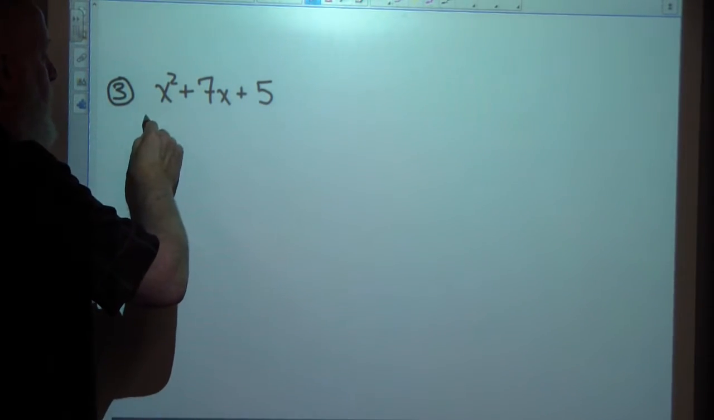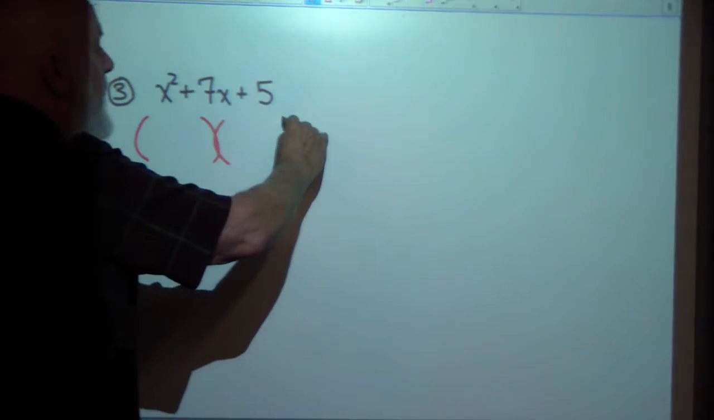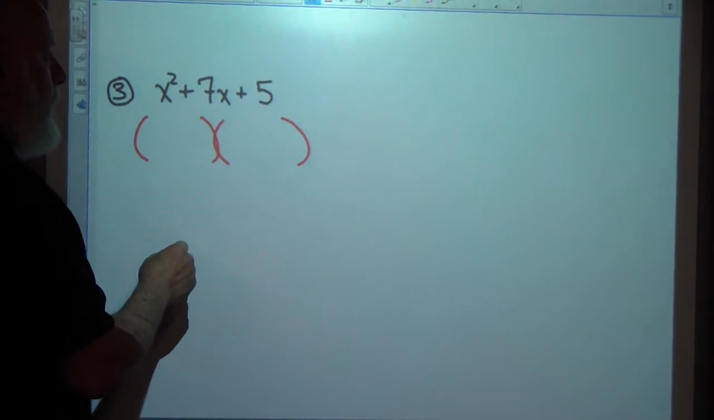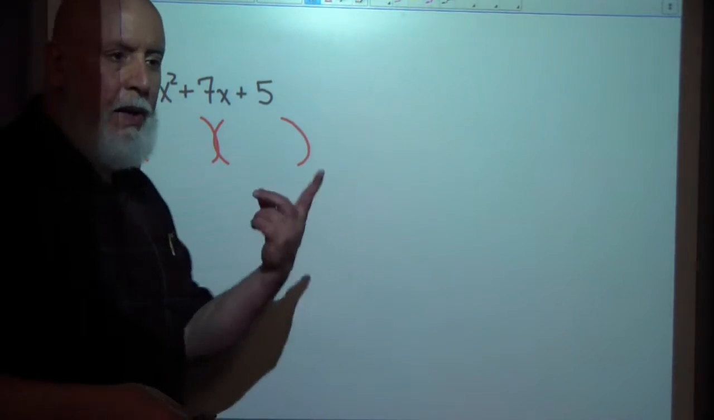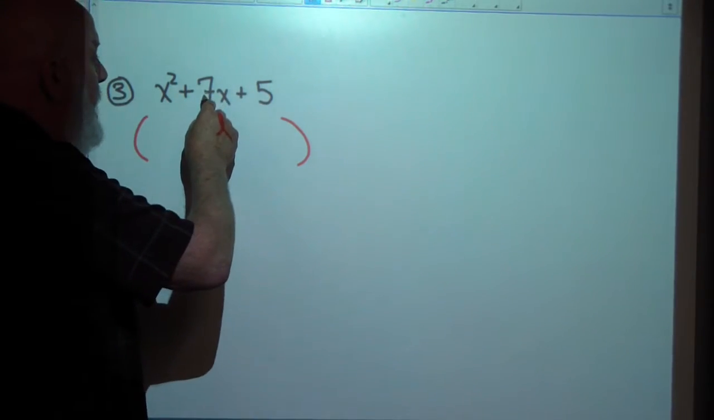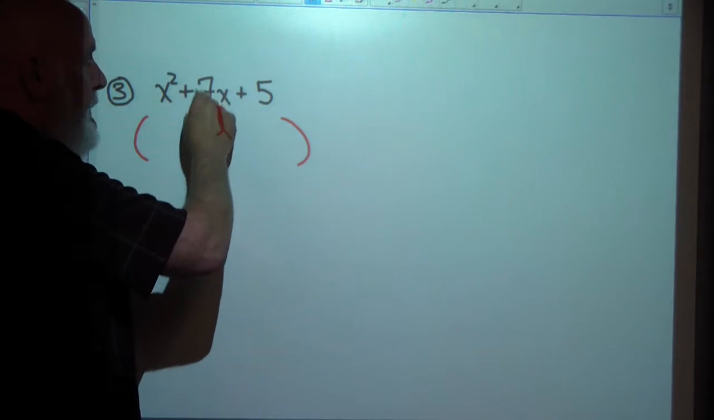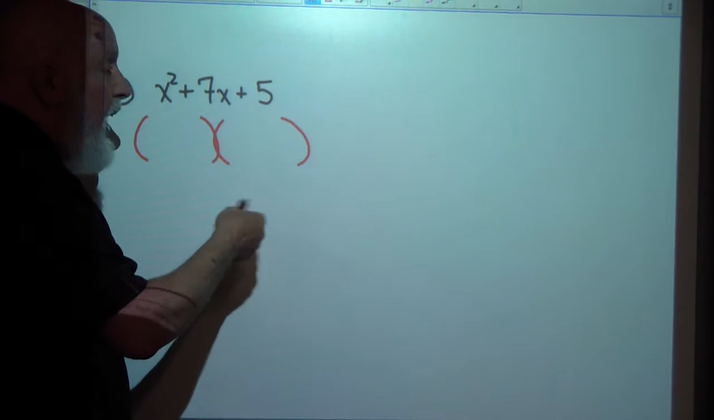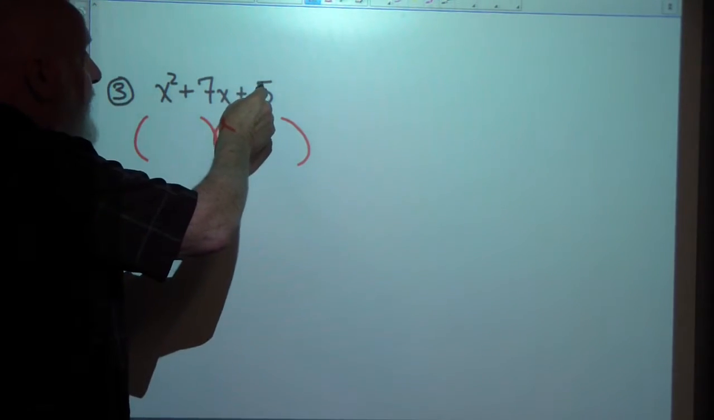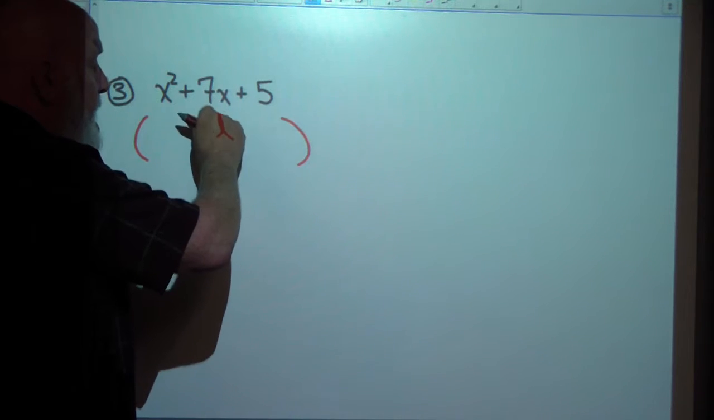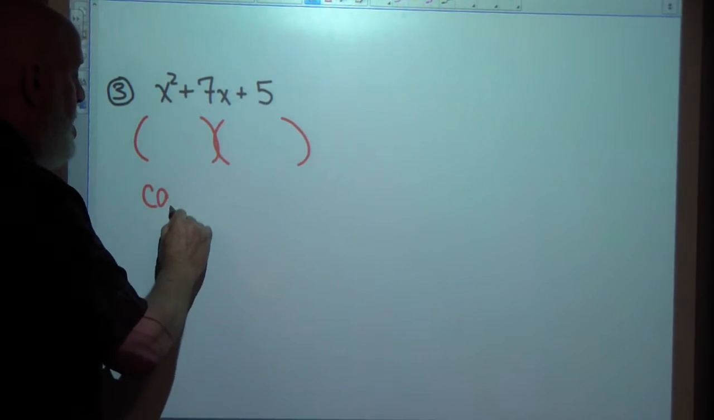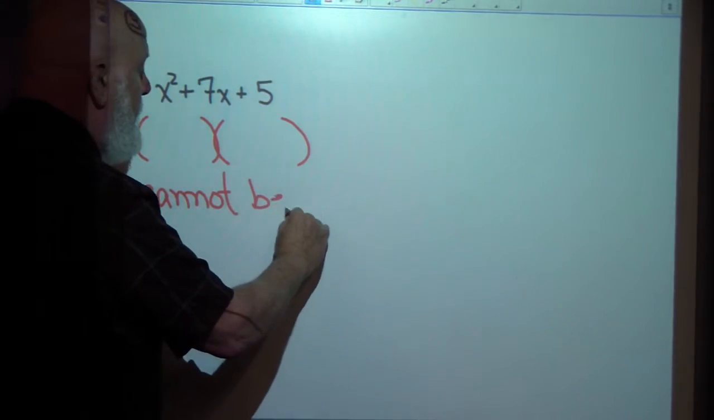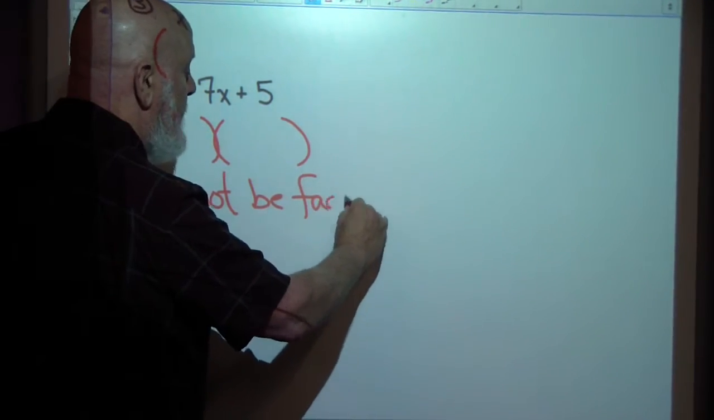Okay, I'm going to try to factor this. Factors of 5 that add up to 1. Well, if you stop and think about that, 5 only has 2 factors, 5 and 1. There's no way I can get that. I said add up to 1, maybe I meant to say add up to 7. I want factors of 5 that add up to 7, and 5 times 1 are 5's only factors. There's no way that the factors of 5 can add up to 7, so we say cannot be factored. That's always a possibility.